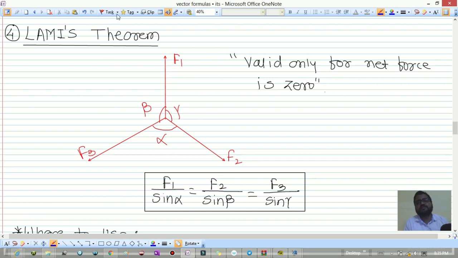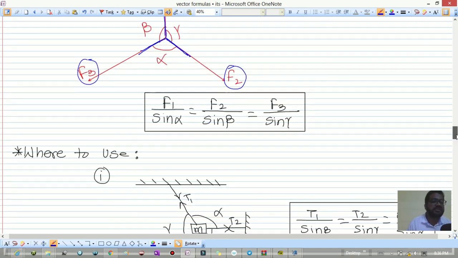So what is that Lami's theorem? If you consider F1, then F1 is divided by the sine of the angle between the other two forces. As you can see, the angle between the other two forces is alpha, right? If you consider F2, sine of the angle between the other two forces, that is beta, sine beta. Likewise, if you consider F3, sine of the angle between the other two forces, and that is gamma. So F1 divided by sine alpha is equal to F2 divided by sine beta is equal to F3 divided by sine gamma. Where to use this?